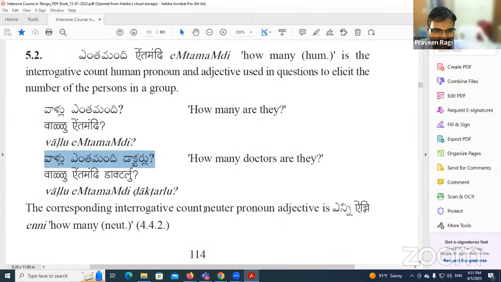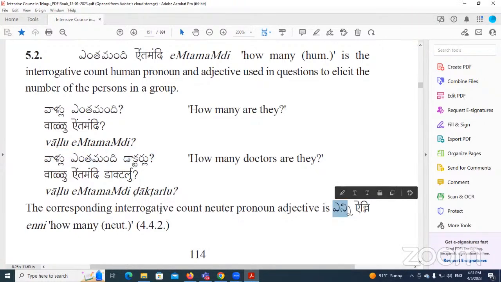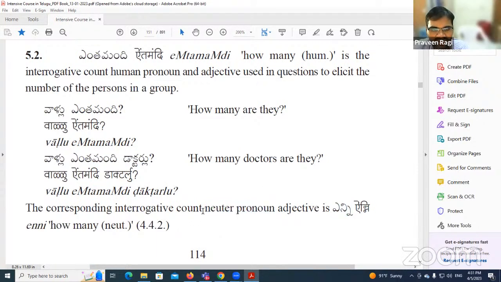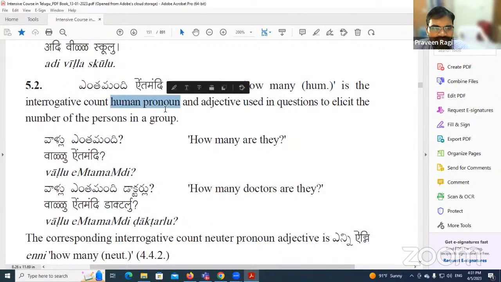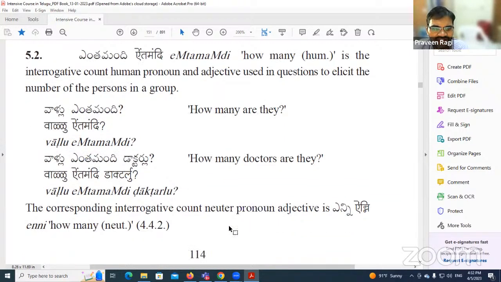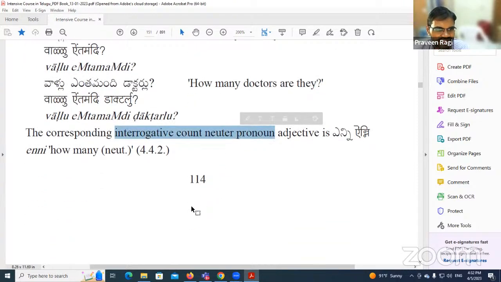The corresponding interrogative count, neuter pronoun, adjective is enni. Yeah, this one I told you earlier. Enni. Yeah. This is for the interrogative count for neuter pronoun. Okay. So here we have, this is human pronoun. Yentam. Yeah, this is interrogative count human pronoun. This is entamandi. Enni is the interrogative count neuter pronoun. Enni. That is the difference.